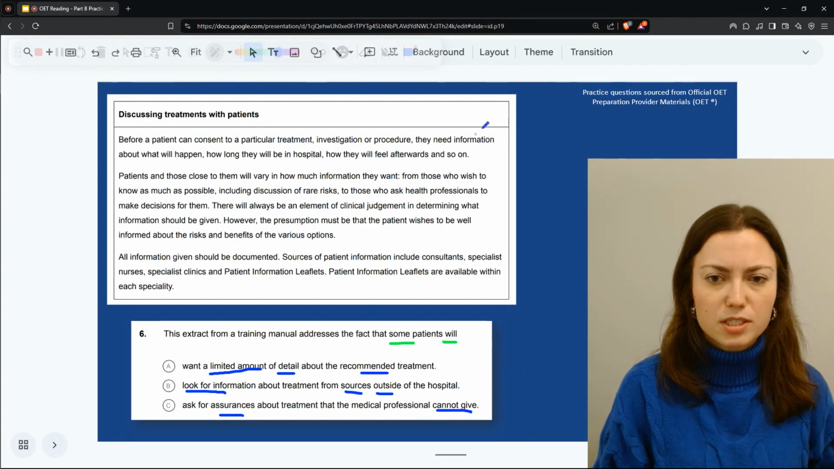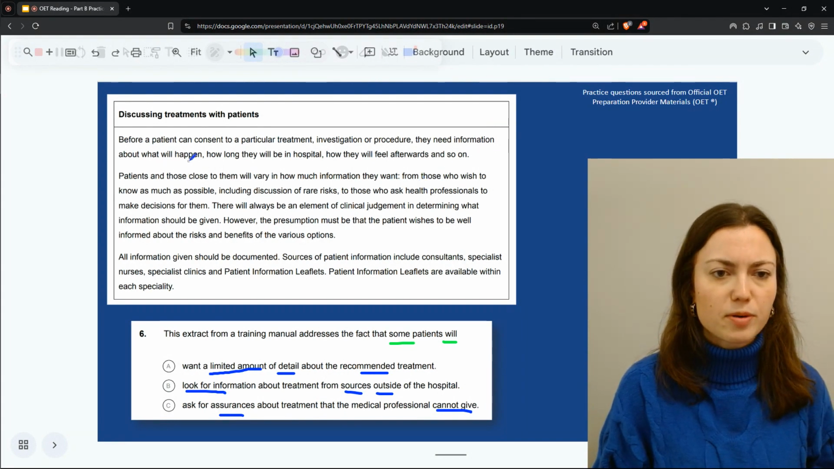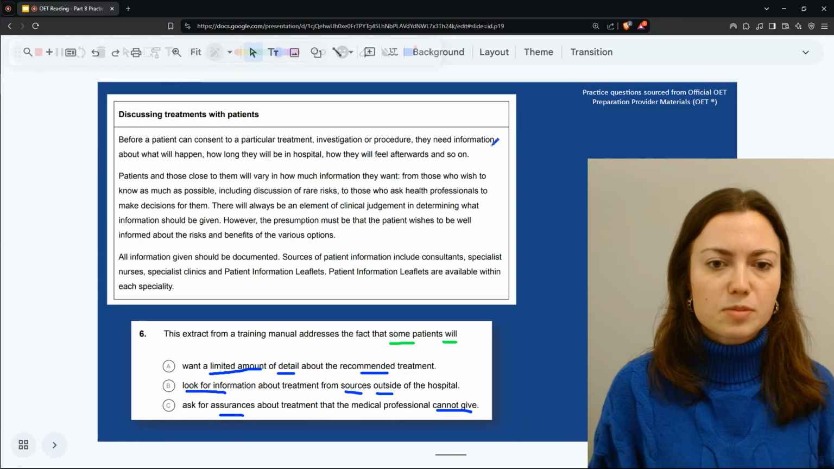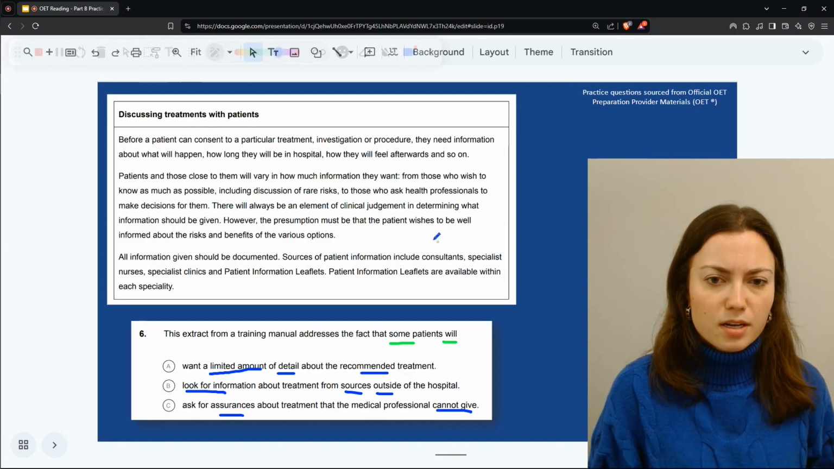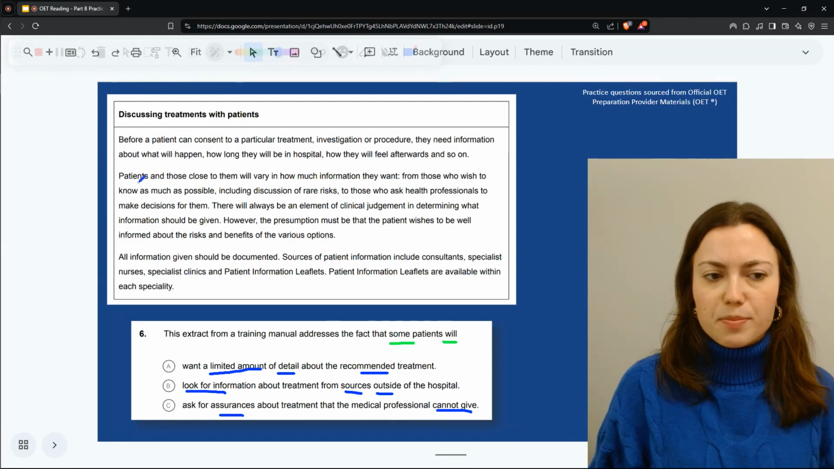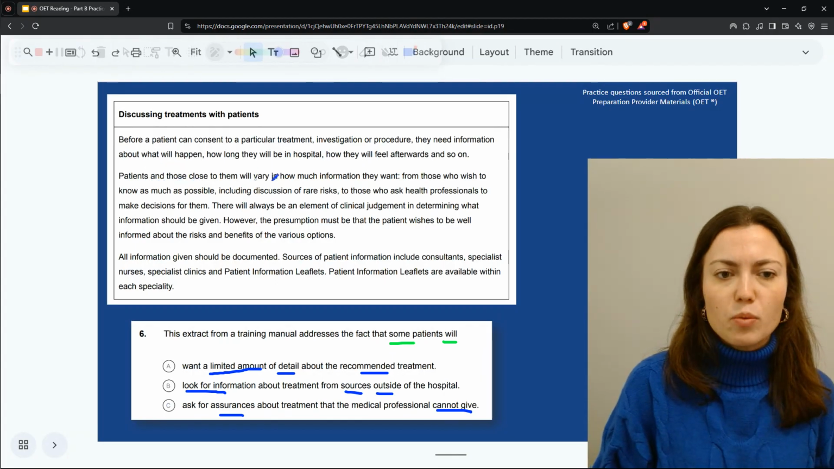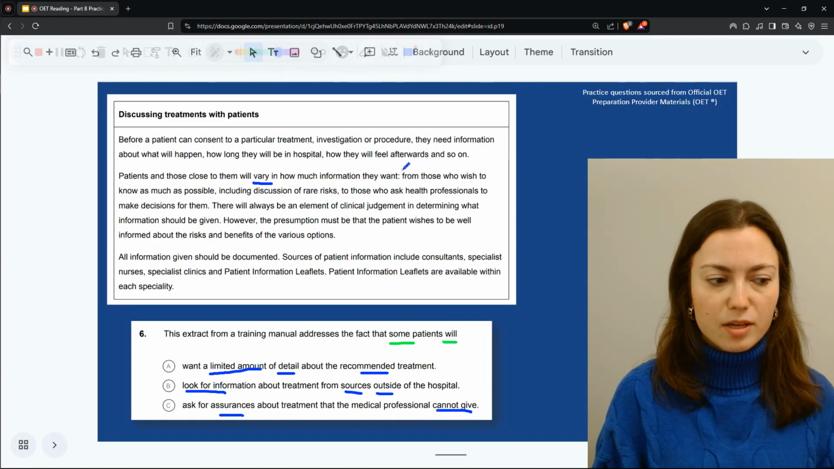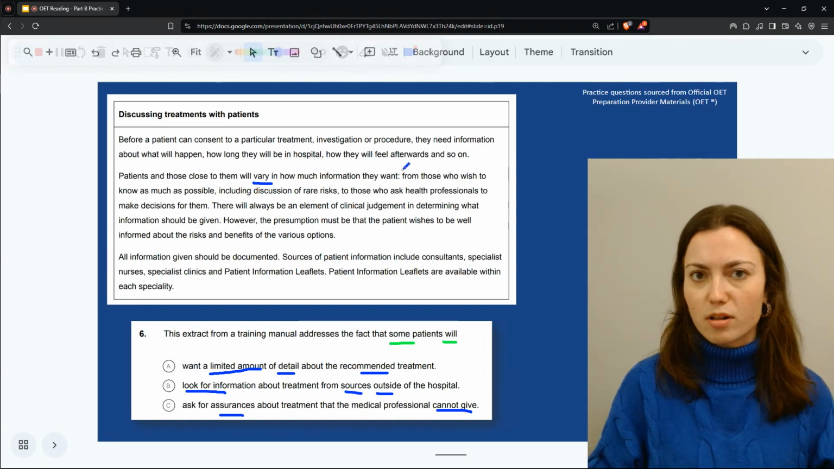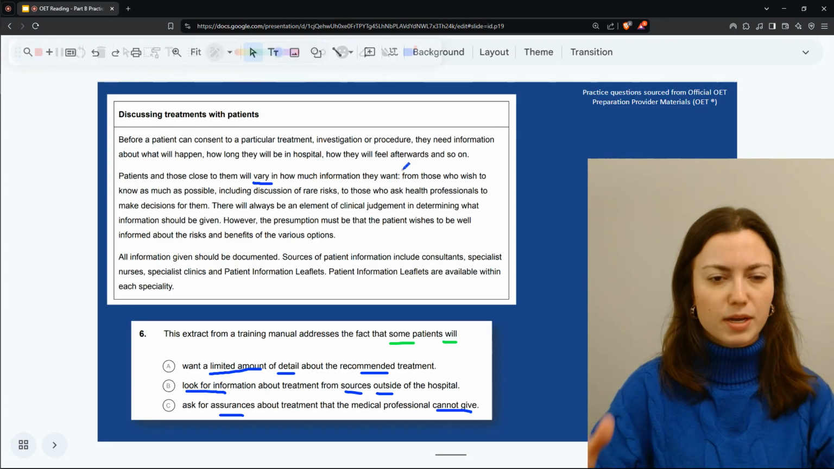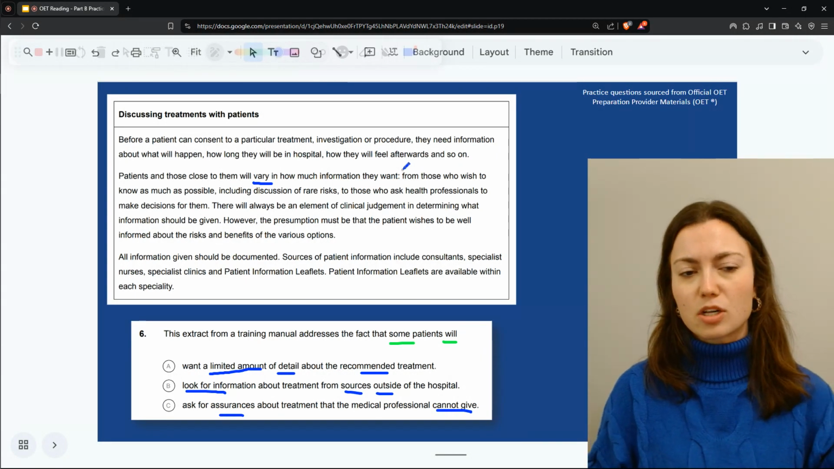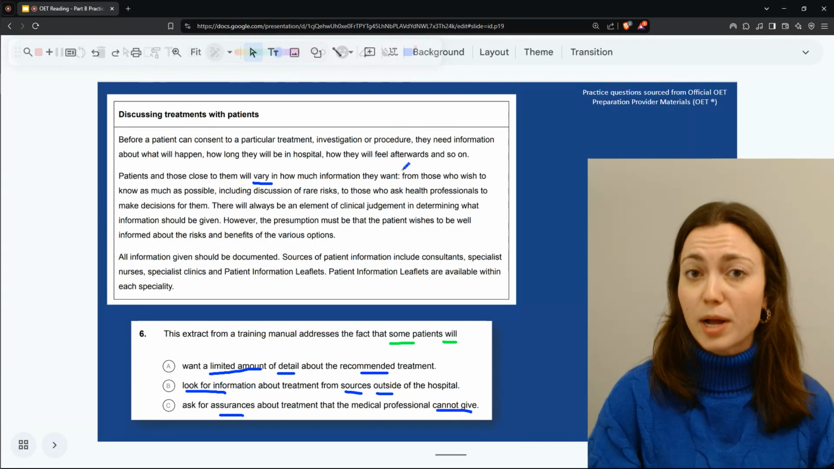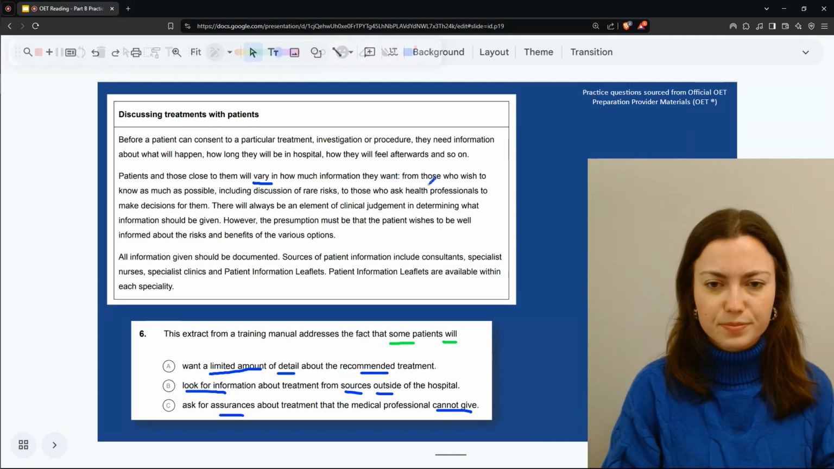So the first part's just kind of an opening. They need information about what will happen, how long they'll be in the hospital, how they'll feel afterwards. Okay, here's something interesting. Patients and those close to them will vary in how much information they want. So right away I see the word vary and I think, some, all, most, many, okay, this is interesting. To me, it gives us a clue that this section is probably going to be relevant to answer our question.